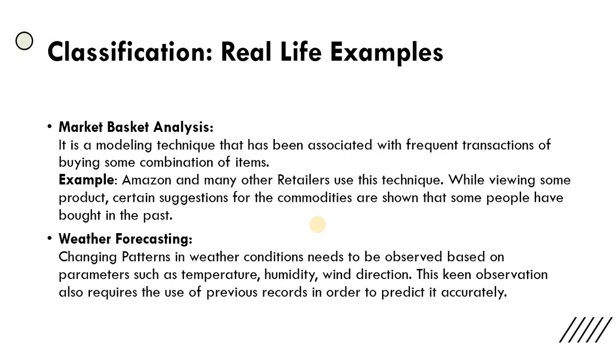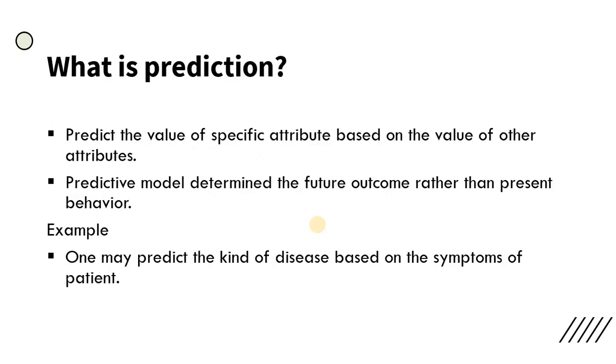So that can also be done with the classification or the prediction problem. Now the next concept is what is a prediction. As we have seen in classification, we just classify the unseen data into a particular class, but in prediction it predicts the future based on the current data.